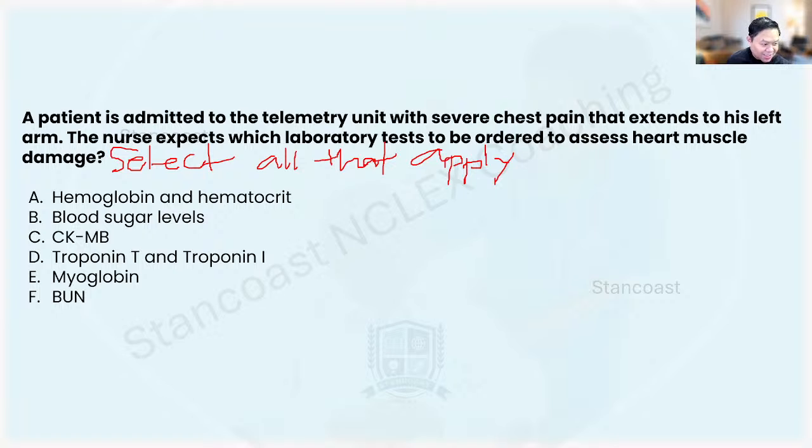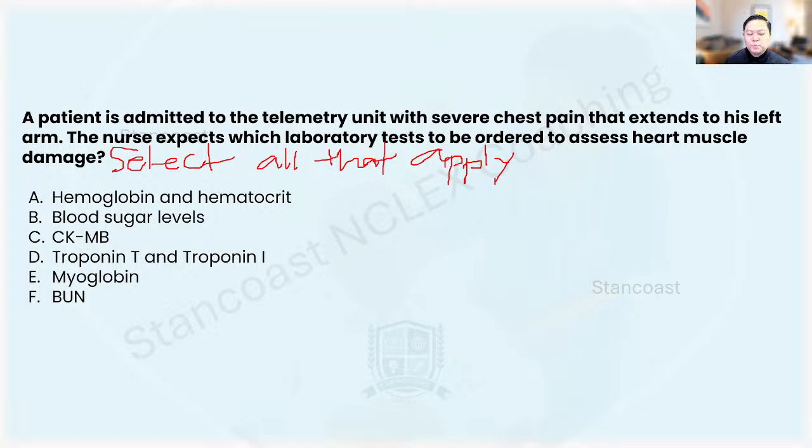All right. Looking good. Now, let's eliminate the options one by one. Let's take a look at letter A, hemoglobin and hematocrit.